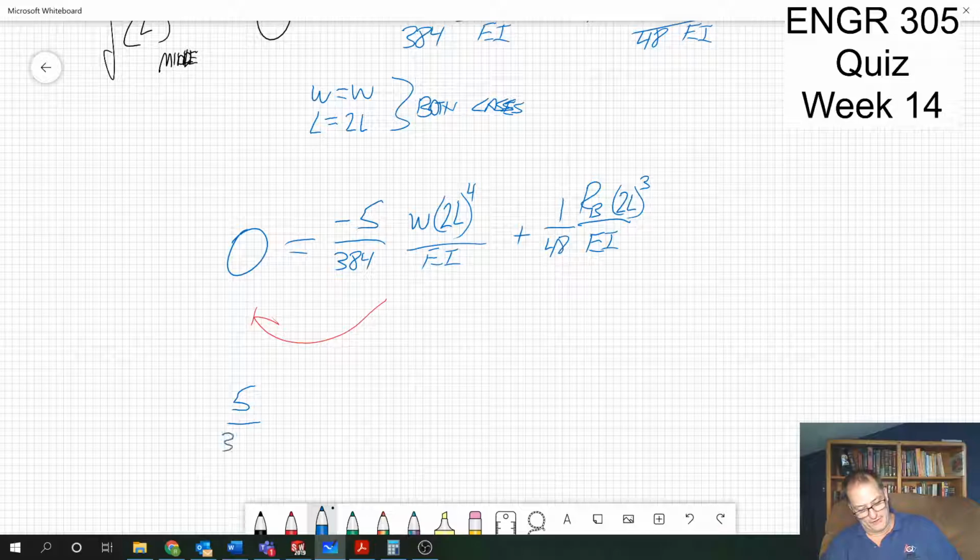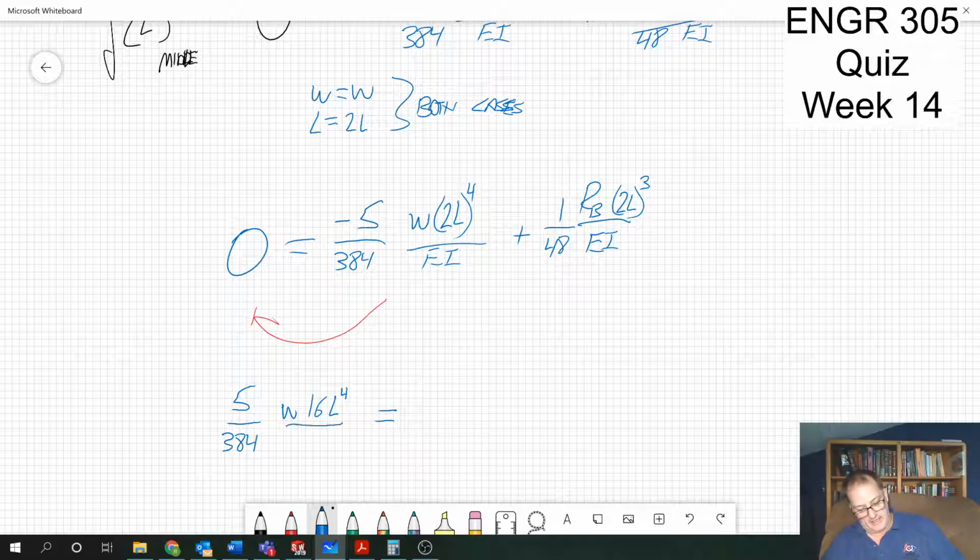5 over 384 W, and I'm going to drop in 8L to the fourth. Sorry, that's where I made my mistake before. 16L to the fourth. 2 to the fourth is 2 times 2 times 2 times 2, which is 4 times 4, which is 16.